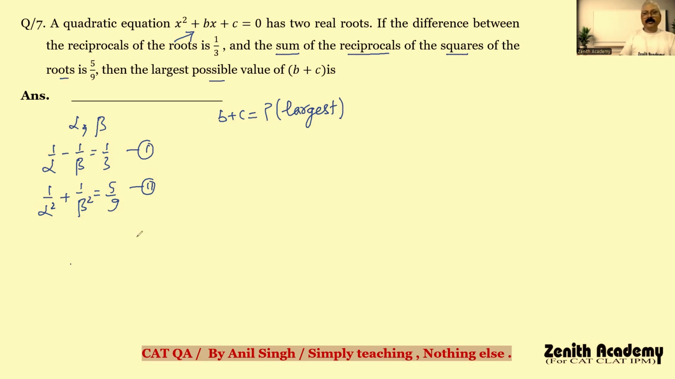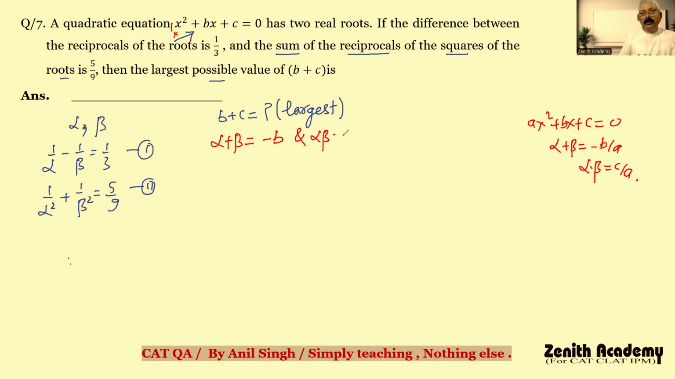Now see, for this quadratic equation, as you know from your concept class, for ax square plus bx plus c equal to 0 with roots alpha and beta, alpha plus beta is minus b upon a and alpha into beta is c upon a. Here a is 1, so alpha plus beta is minus b and alpha into beta is c. Now from these two equations, we will find the values of b and c.